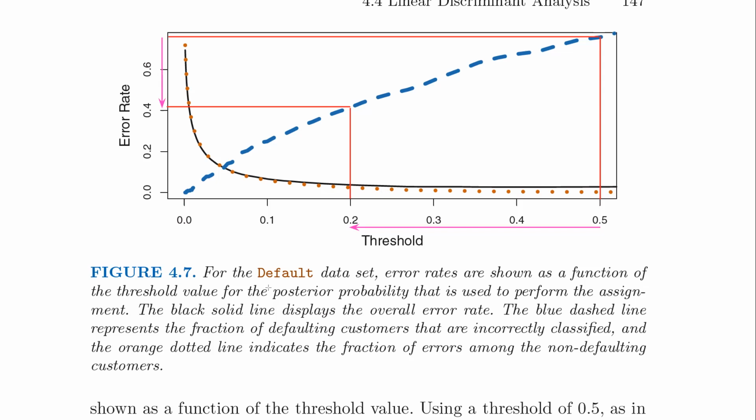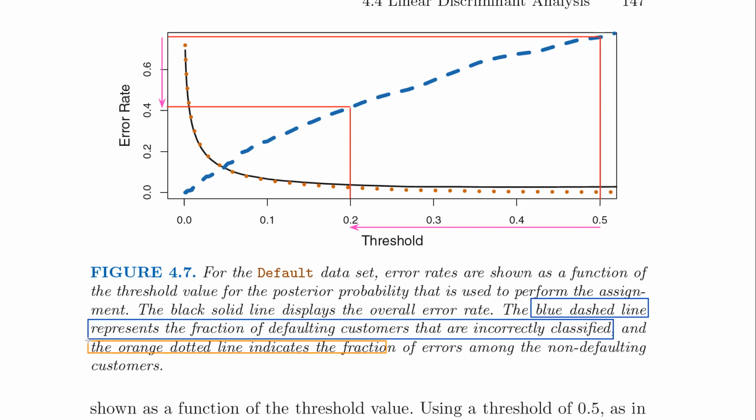So let's have a look. The blue dashed line represents the fraction of defaulting customers that are incorrectly classified. So that's really what the credit card company would be interested in. Whereas the orange dotted line indicates the fraction of errors among the non-defaulting customers. A really interesting concept.